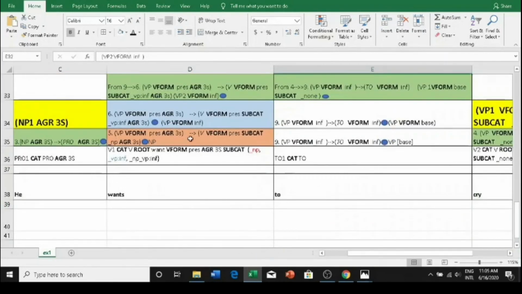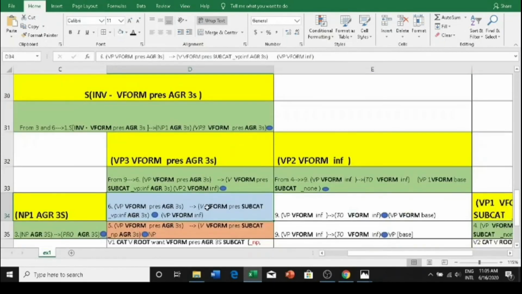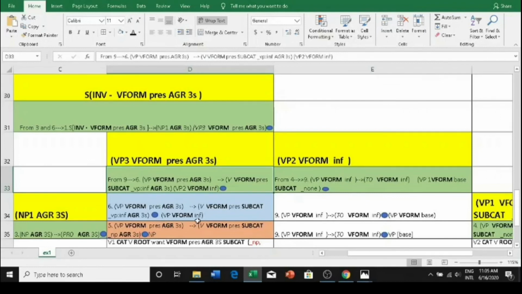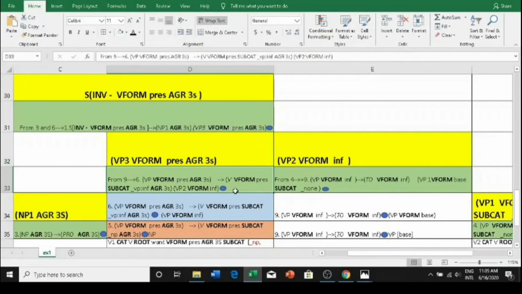Okay, so it means that this rule is an exact fit, and we can proceed further with this rule by substituting the constituent that we got from rule number 9 on the right here. We just needed a VP with infinitive, right? We got it from the right, we are substituting it here, and the dot moves towards the end, and we have got a perfect match on the right. So we have instantiated this VP V form infinitive with a VP2 V form infinitive. So there's a perfect match for rule number 6 on the right side.